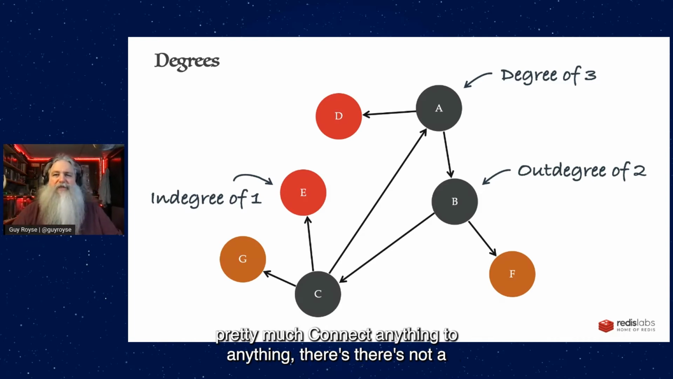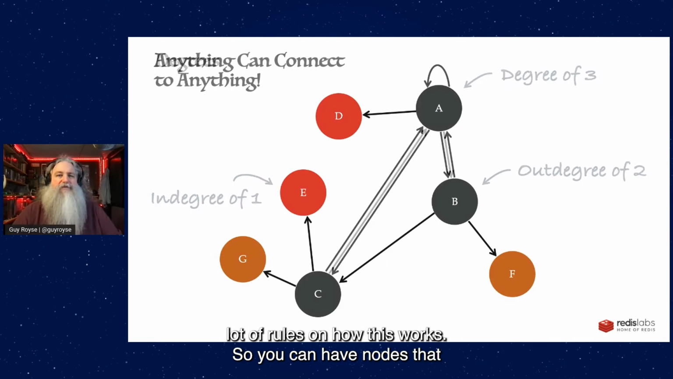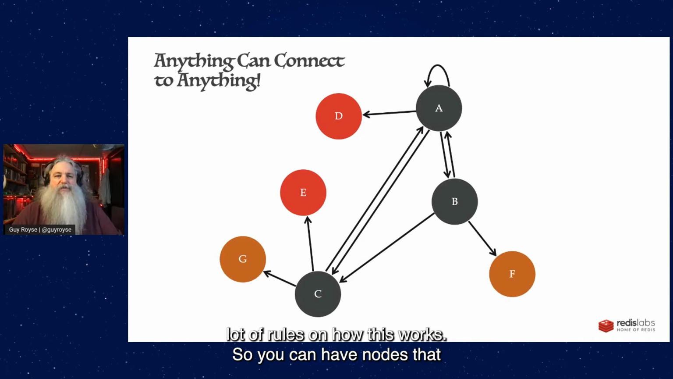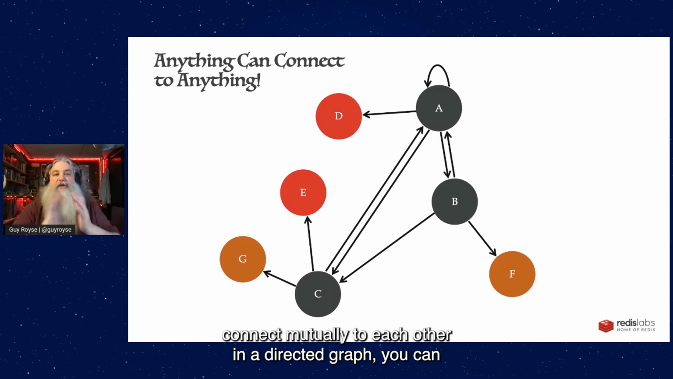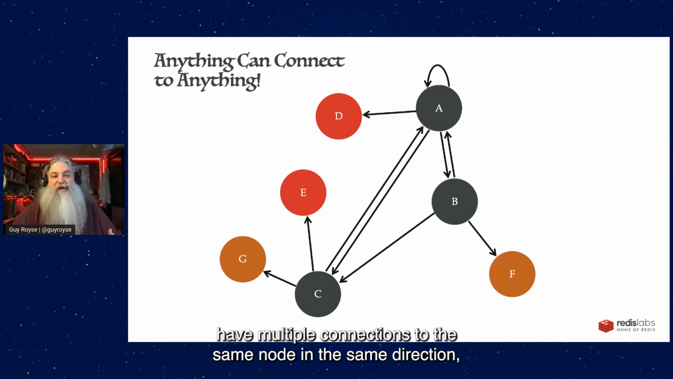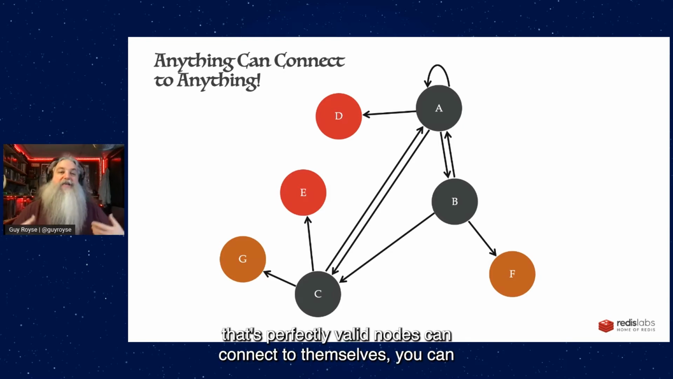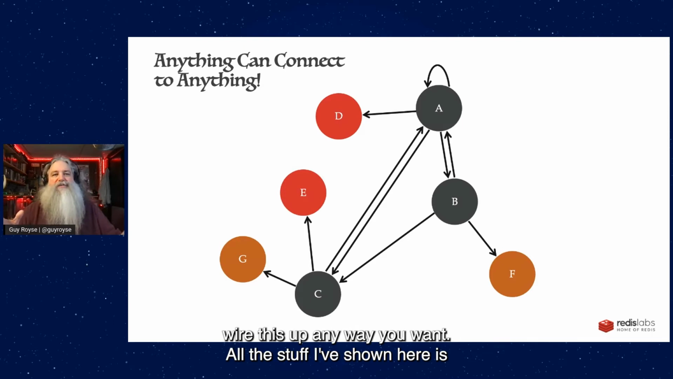And you can pretty much connect anything to anything. There's not a lot of rules on how this works. You can have nodes that connect mutually to each other in a directed graph. You can have multiple connections to the same node in the same direction. That's perfectly valid. Nodes can connect to themselves. You can wire this up any way you want.